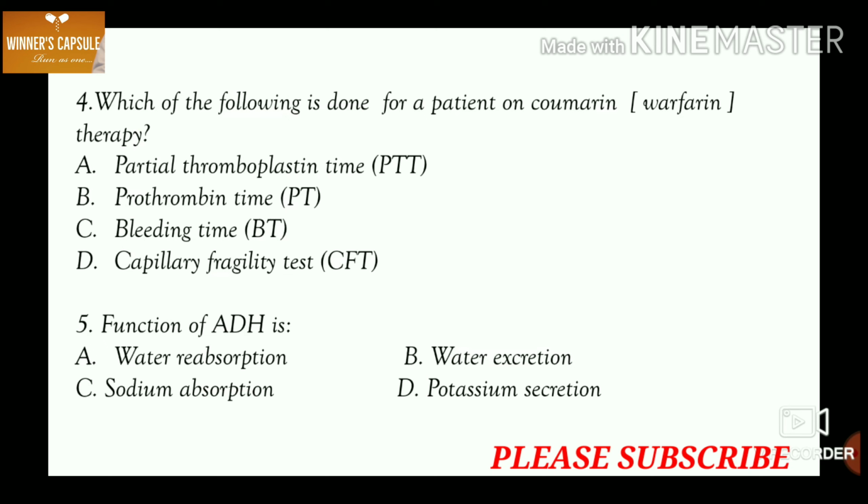Fourth one, which of the following is done for a patient on coumarin or warfarin therapy? A. Partial thromboplastin time, B. Prothrombin time, C. Bleeding time, and D. Capillary fragility test. Answer is option B, Prothrombin time. Warfarin and dicumarol inhibit the action of vitamin K. Vitamin K is essential for the formation of factors 2, 7, 9 and 10. So in vitamin K deficiency and in warfarin therapy, prothrombin time is prolonged.